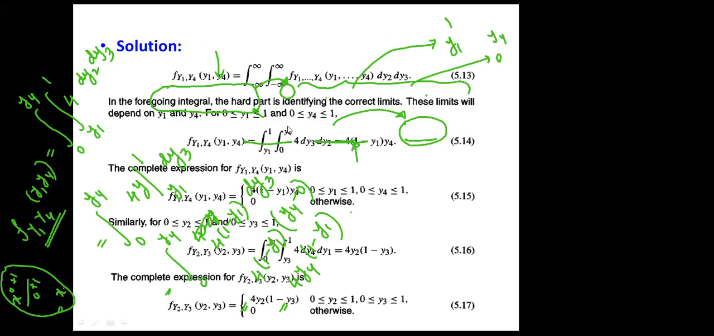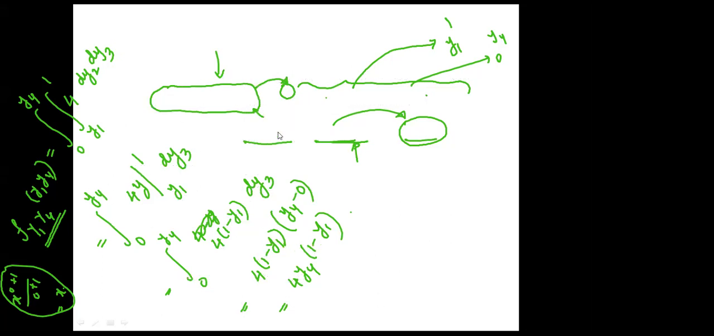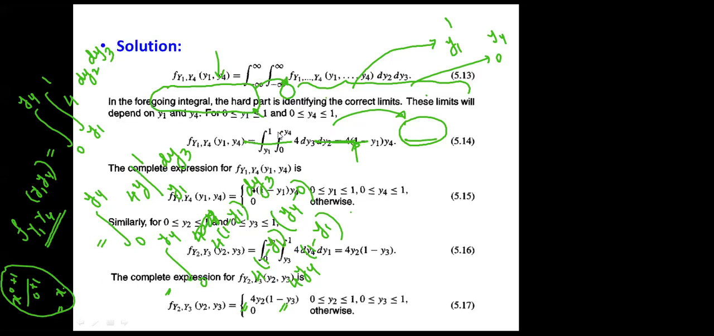They are doing it. Look at this one. The green one is the previous slide, and they have done it 0 to y4 and then y1 to 1. But we have done first y1 to 1 and then 0 to y4. And the result actually is the same: 4 into 1 minus y1, 4 into 1 minus y1 into y4.